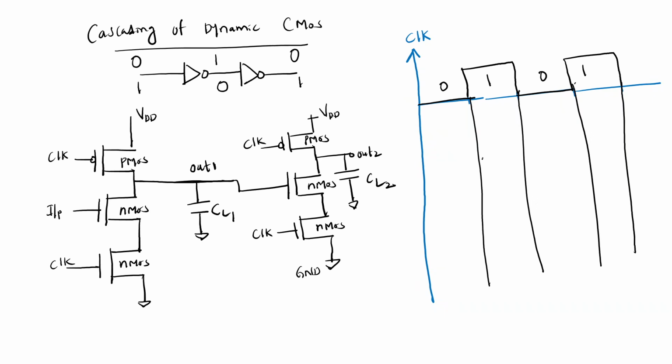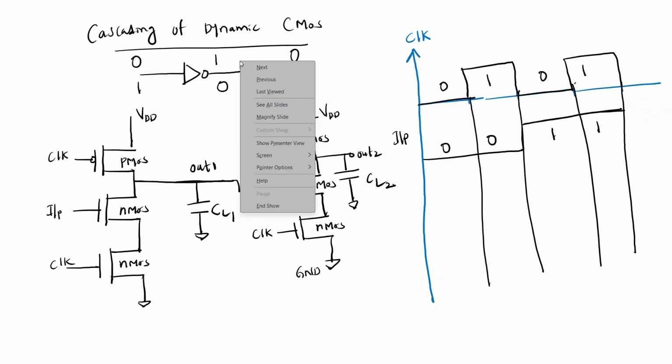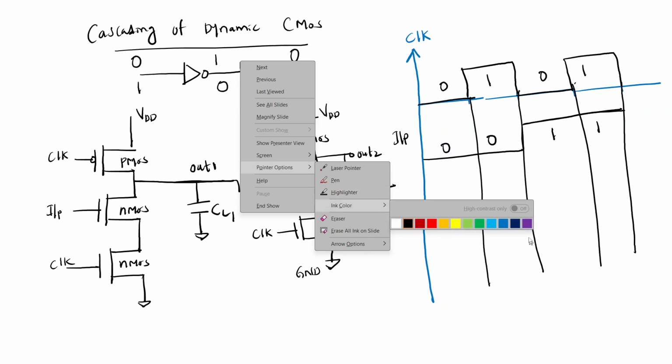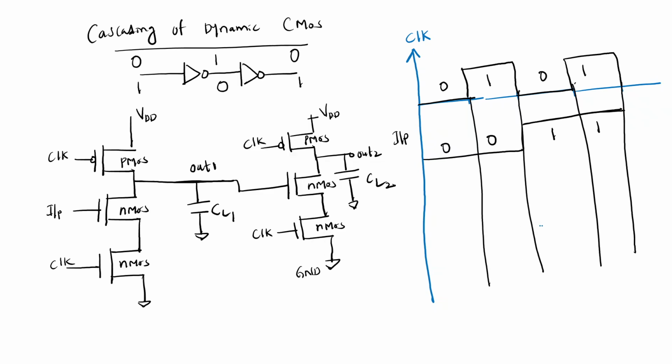Next I am drawing the input. What is the input? Two times I am giving 0, and two times I am giving 1. So this is 0, 0, and this is 1, 1. This is my input with respect to time T.